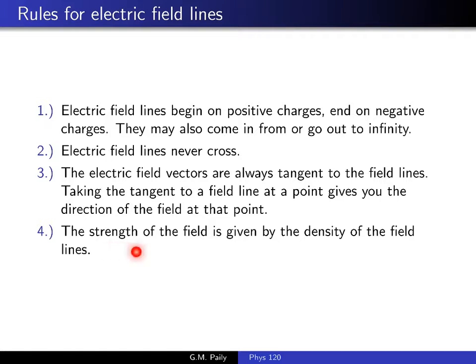Final point is, the strength of the field is given by the density of the field lines. We notice that as we get closer to a point charge, the density increases, and that makes sense as the field strength increases as we get closer to the point charges.